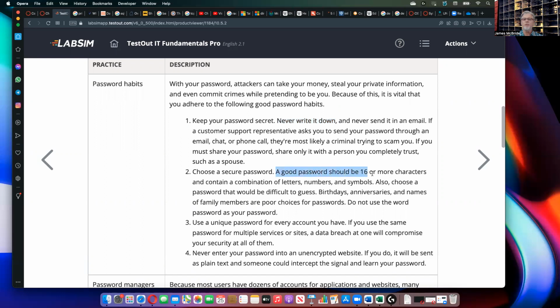So a good password should be 16 or more characters. So it's best to think of a passphrase like the little brown fox jumped over the lazy dog, maybe not that long. Put a special character in there. Also choose a password that would be difficult to guess. So don't include your birthday, your anniversaries, names of family members. Those are all poor choices.